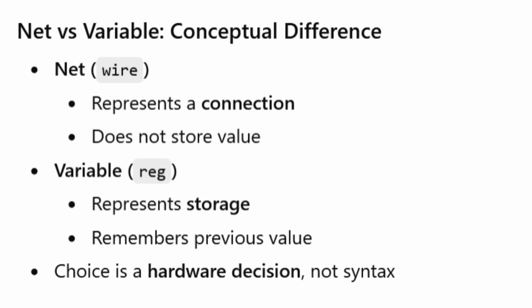Net versus variable. Let us summarize the conceptual difference. A net represents a connection. A variable represents storage. A net reflects what is being driven. A variable remembers its previous value until updated. Choosing between wire and reg is not a syntax decision, it is a hardware decision.